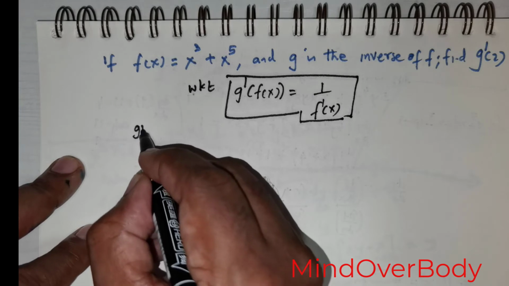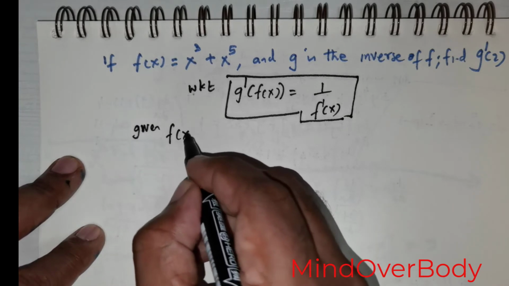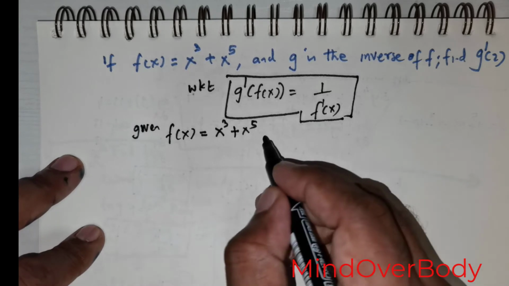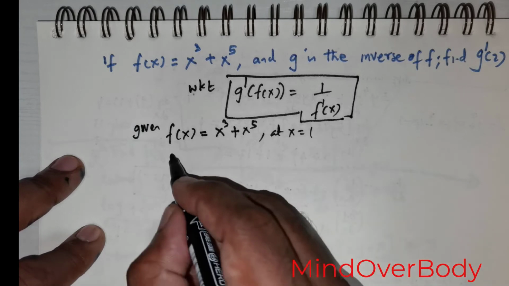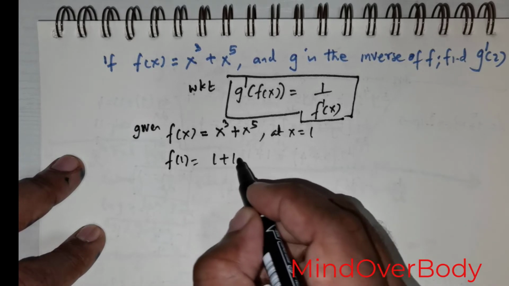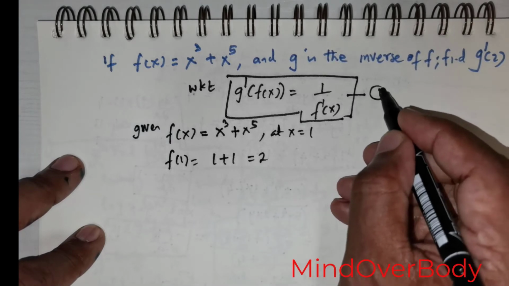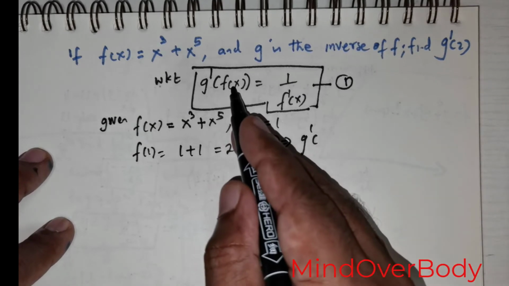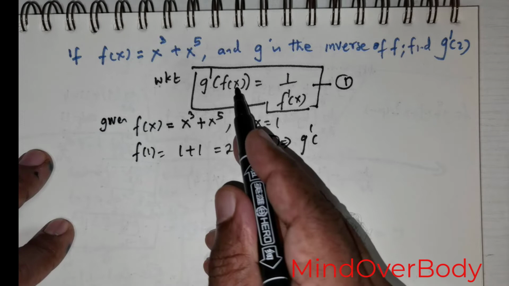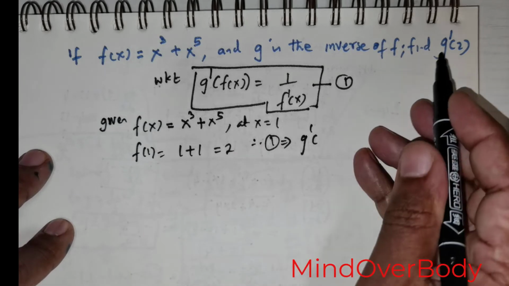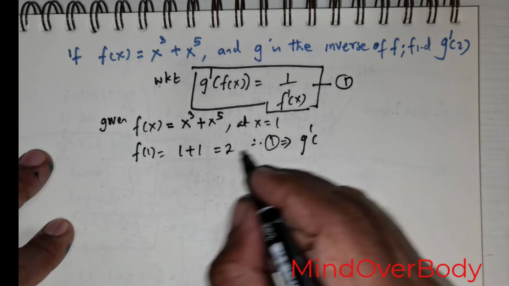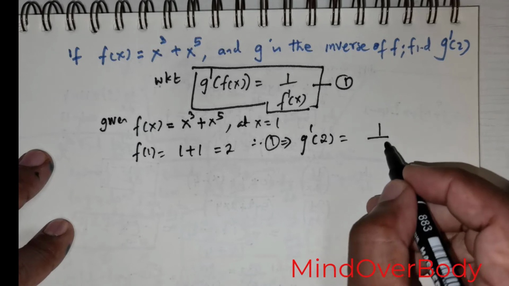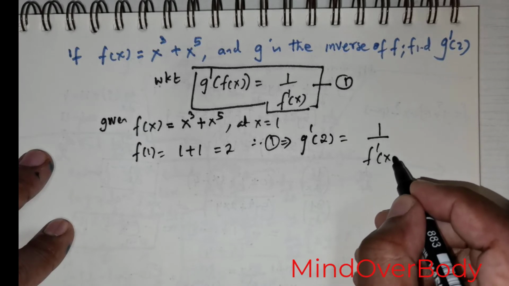Now, what is given? F of x is equal to x raised to the power of 3 plus x raised to the power of 5. Now at x is equal to 1, we get f of 1 is equal to 1 plus 1 is equal to 2. So if I take this as 1, therefore 1 can be rewritten as g dash of, in place of f of x, we need to use this value because we are expected to find g dash of 2. So f of 1, that's going to be 2, is equal to 1 over f dash of x being equal to 1.